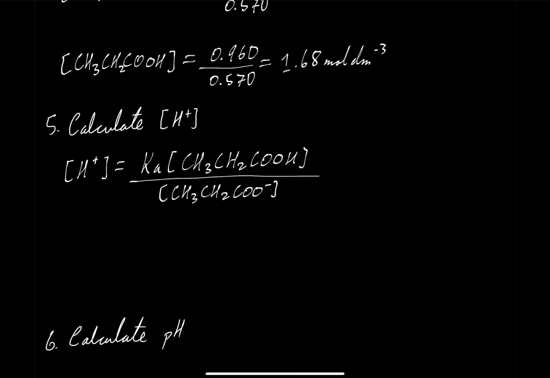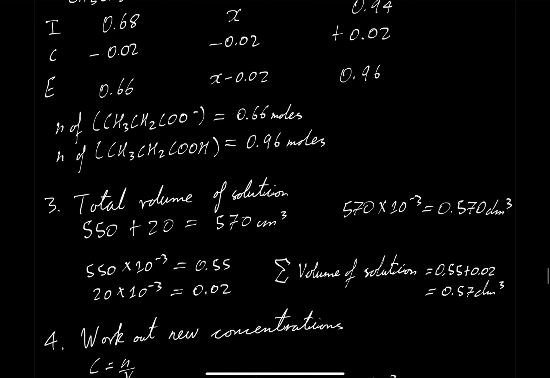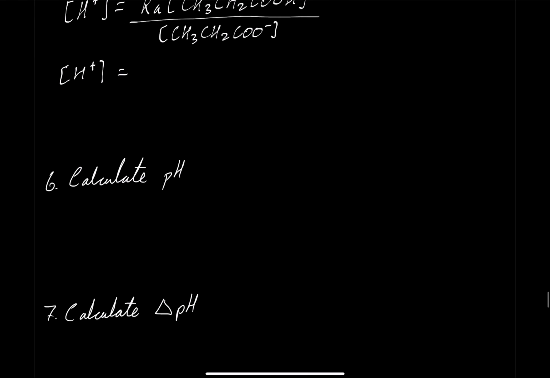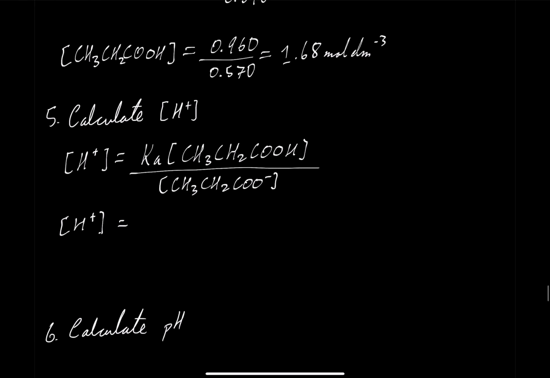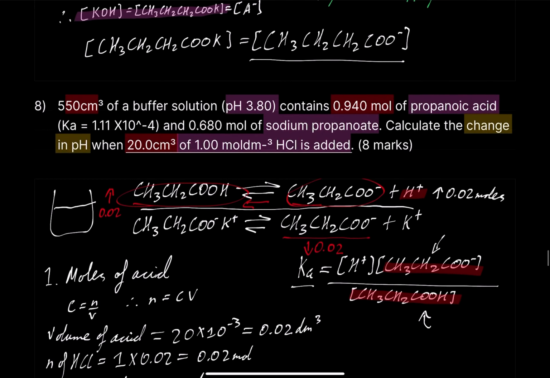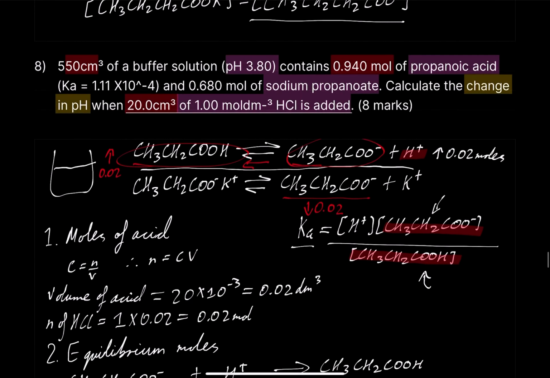We just substitute our values into our equation. So H plus is equal to, let me just double check that would be correct. Yeah, that's correct. I'm just looking back to see if that makes sense. And now we just substitute our values in. They told us our Ka is 1.11 times 10 to the power of minus 4, as seen here in blue.